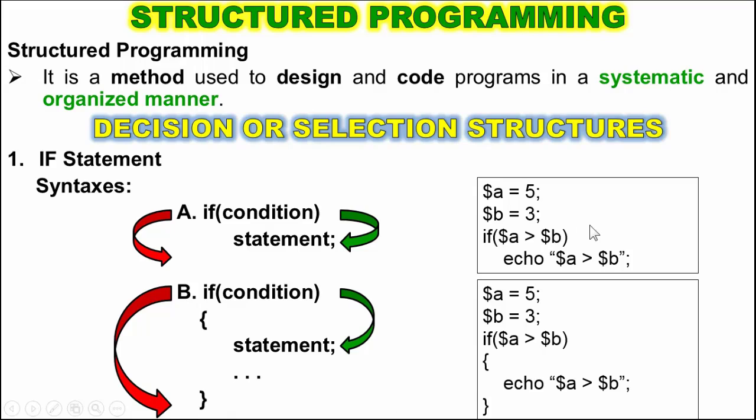For example, the variable $A is initialized to 5, $B initialized to 3. If $A greater than $B, which is 5 greater than 3, is true, then the echo statement is executed by the server CPU, and it will display 5 greater than 3 on the web page.